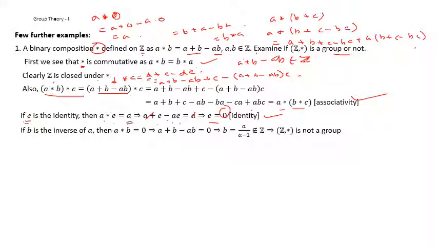Finally, যদি A এর inverse কে আমরা B ধরি, then A star B equal to 0 means A plus B minus AB is 0. That means B equal to A by A minus 1. Now A by A minus 1 যখন A একটা integer, so A by A minus 1 কখনোই একটা integer হবে না. So A by A minus 1 does not belong to Z. তার মানে A এর কোনো inverse নেই এই সেটে. Z এর মধ্যে A এর কোনো inverse নেই. এর inverse আছে, that is A by A minus 1, but that does not belong to Z.